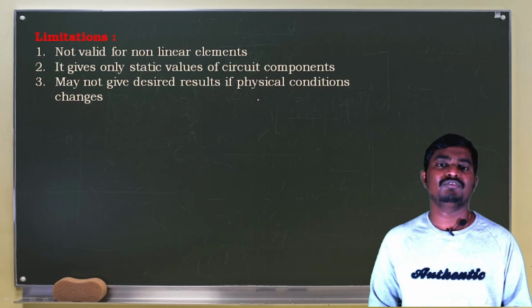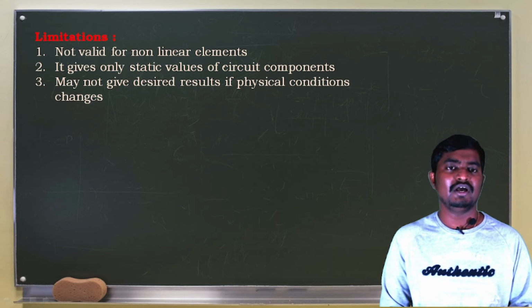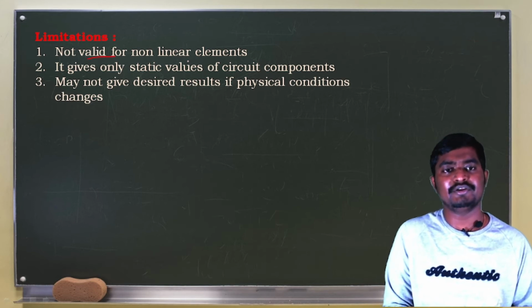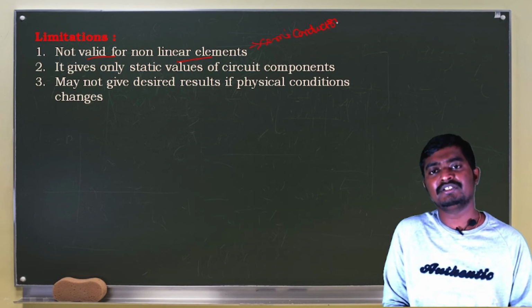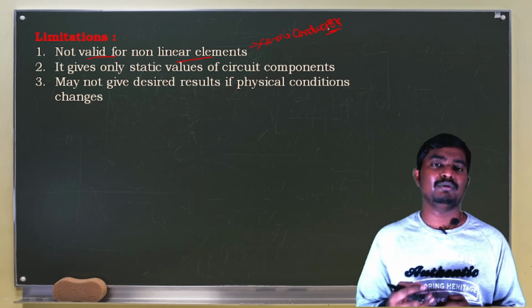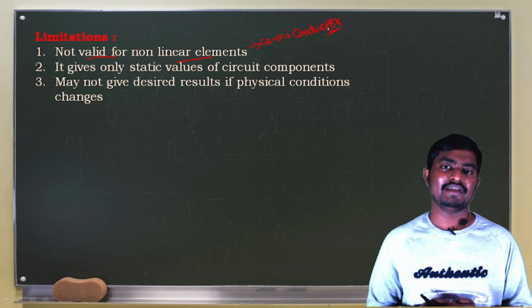Some limitations are there for applying Ohm's law. Ohm's law is valid only for linear elements and it is not valid for non-linear elements. And non-linear elements means semiconductor devices. It indirectly says that Ohm's law cannot be valid for semiconductor devices because their characteristics are not linear.